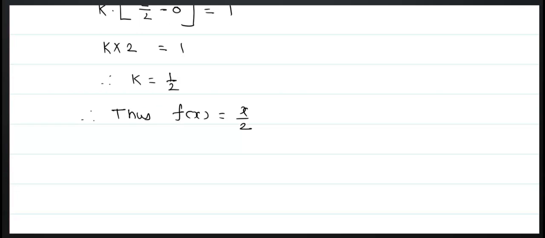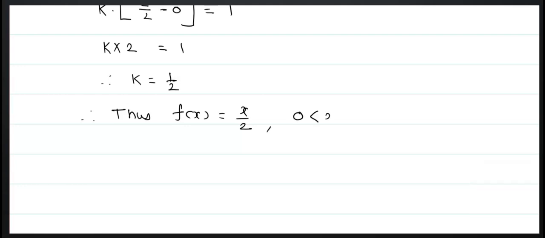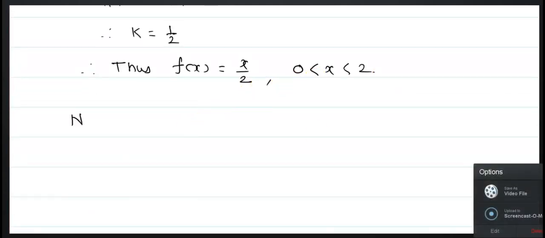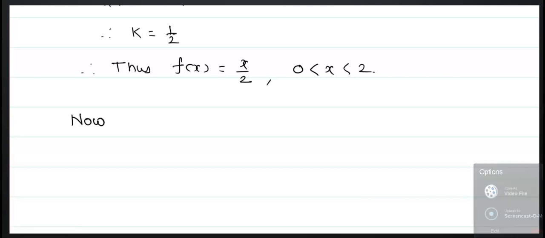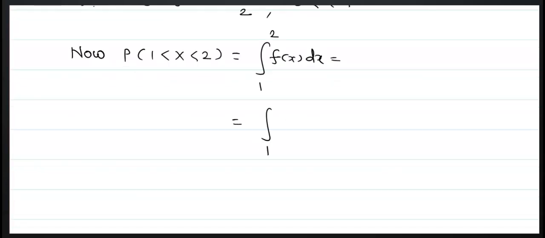Thus, the function is written as f of x is equal to kx, but the value of k is 1 upon 2. Therefore, the function becomes f of x is equal to x upon 2, and the value of x lies between 0 to 2. Now, what is our question? Find the probability where x lies between 1 to 2. That is the integral from 1 to 2 of f of x dx.